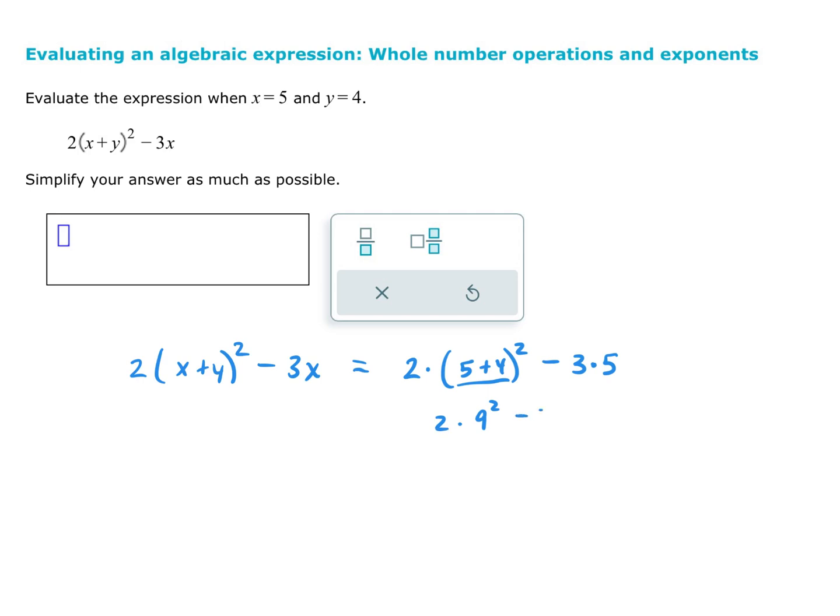I'm going to continue to write everything out. Exponents come before anything else now. 9 squared means 9 times 9, which is 81. And now we're going to do multiplication from left to right. 2 times 81 is 162. And 3 times 5 is 15. And then lastly, we'll do our subtraction. 162 minus 15, that would be 152 minus 5, which is 147.